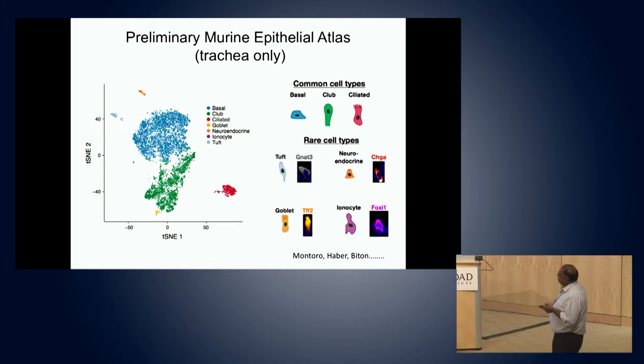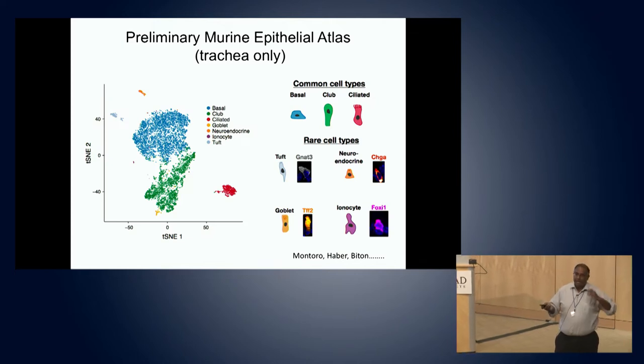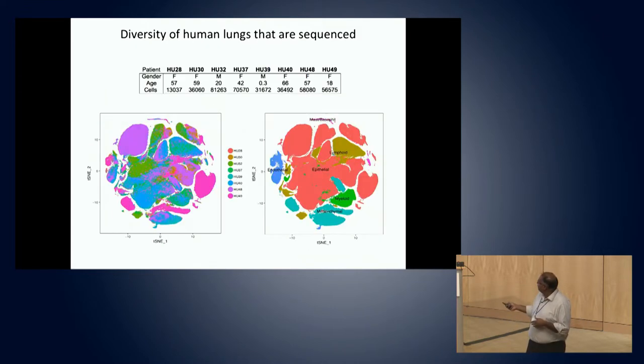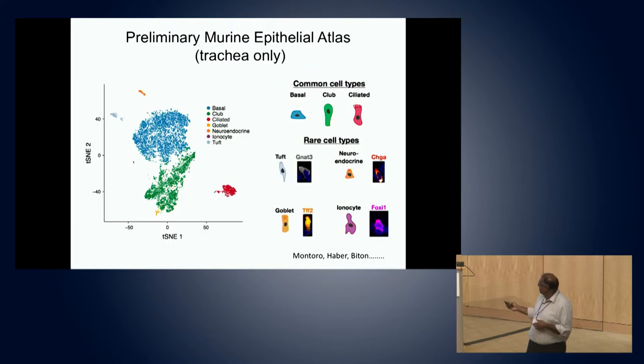And so this is what we found in the murine atlas, and of course everyone's attention was drawn to the ionocyte because it was this brand new cell. But I think there was a lot of other stuff in these papers that are actually more relevant to thinking about lung disease as a whole. So we were able to pull out the common cell types that we thought existed.